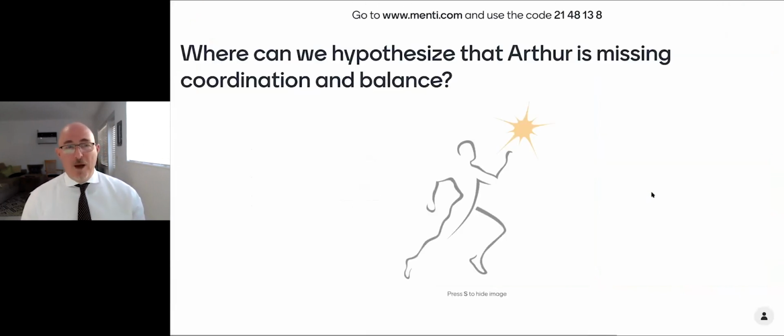So where can we hypothesize that Arthur is missing coordination and balance? You have the answers there. Let's see what you say when you click on it and see if we're all on the same page.